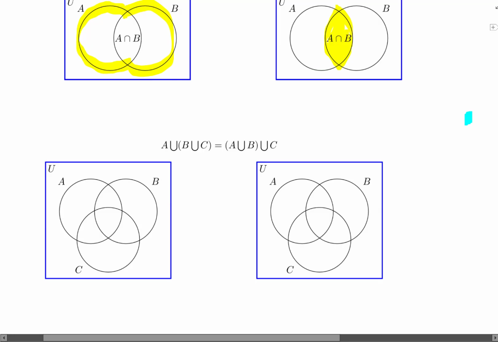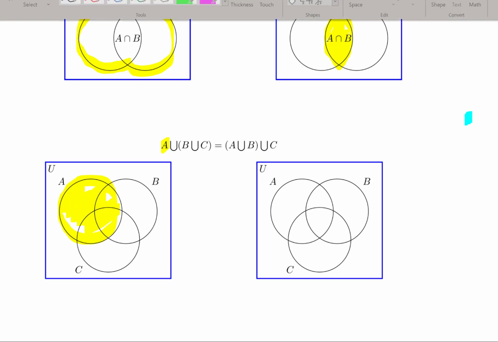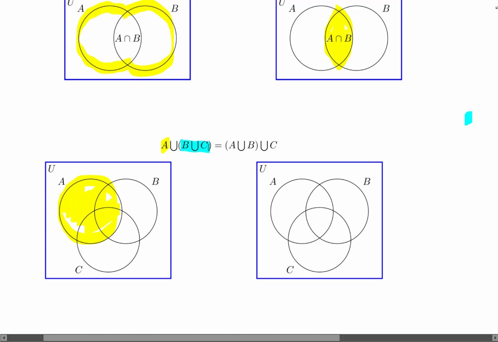All right, so here we're going to look at this next set. This is called the associative law for unions. Here we've got A. And then when you look at the next part, B union C, well that's all this right here. And keep in mind it's the union between these two that I've highlighted, not the green, like everything.